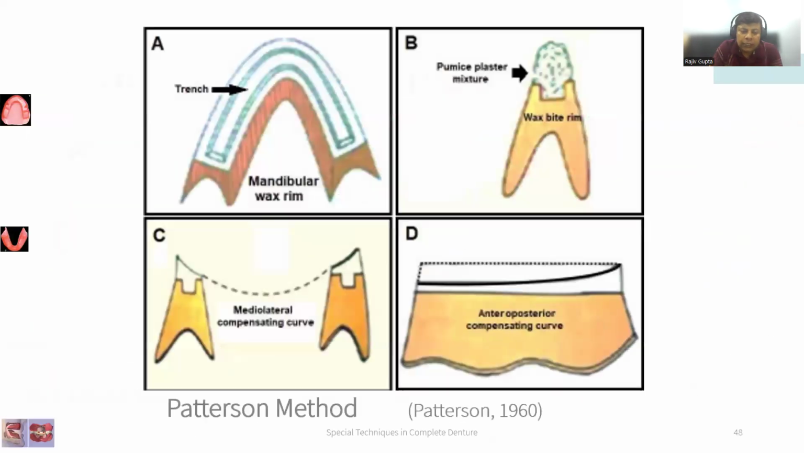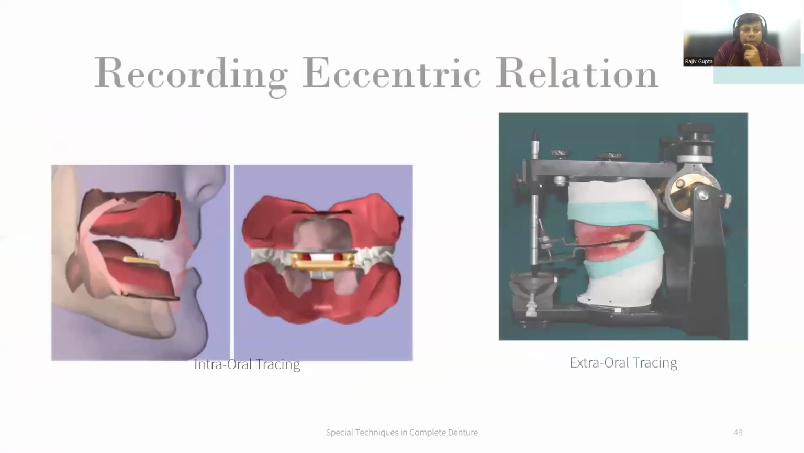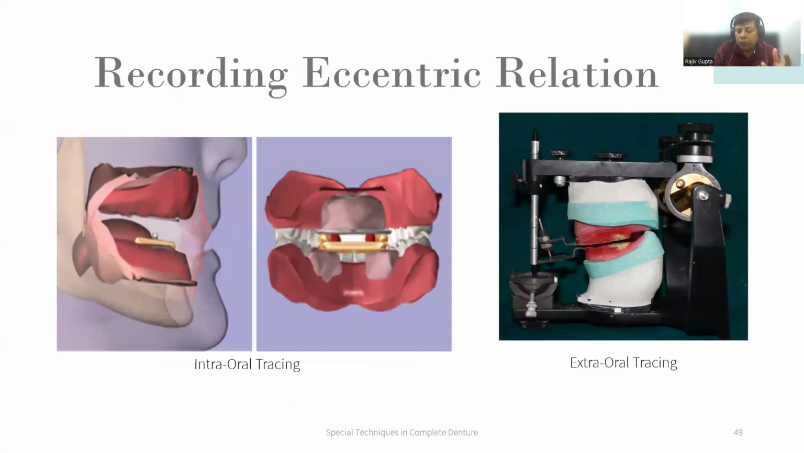Coming to the third method, that is the Peterson method, which was given by Peterson in 1960. In this, what we are doing is creating a trench in the mandibular rim, and that trench is filled with a pumice plaster mixture. Again, we put the rims back in the patient's mouth, asking the patient to do all the centric as well as eccentric movements. This is how we get the mediolateral as well as anteroposterior compensating curves shaped into the pumice plaster mixture. So these are the horizontal jaw relation methods.